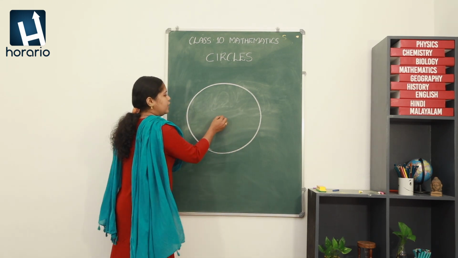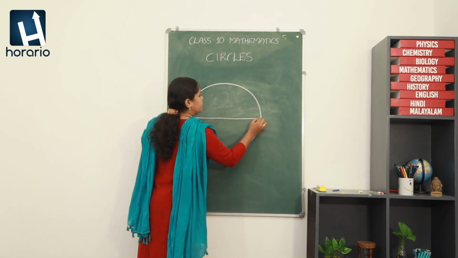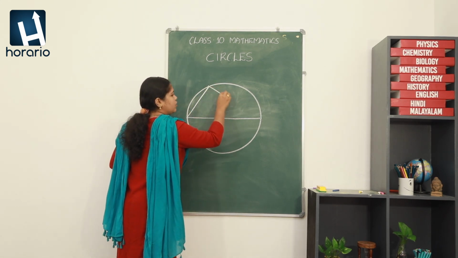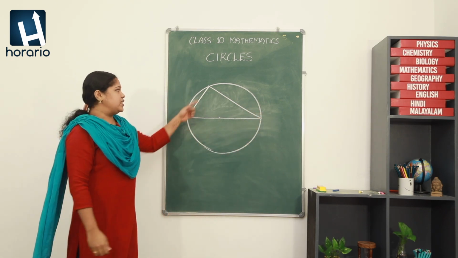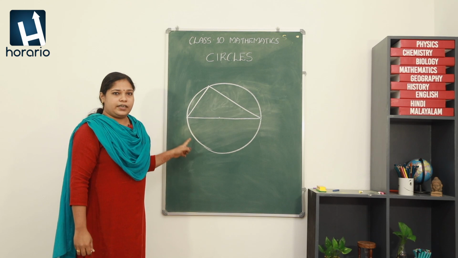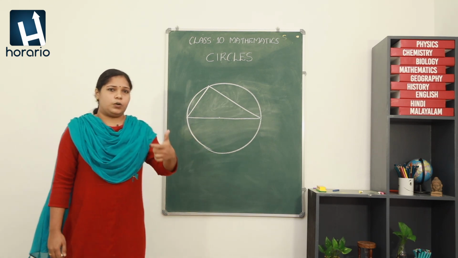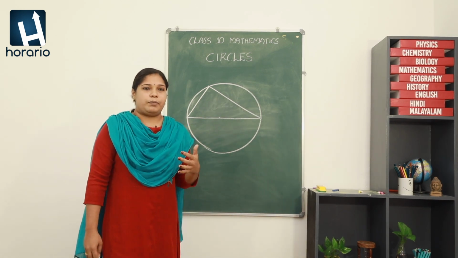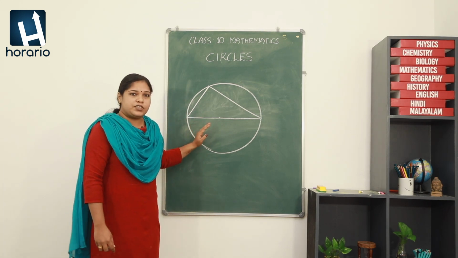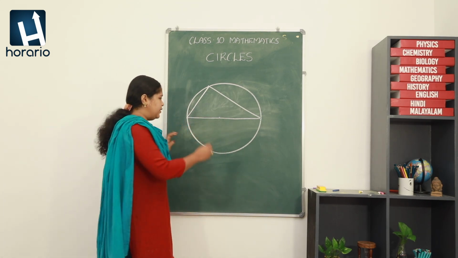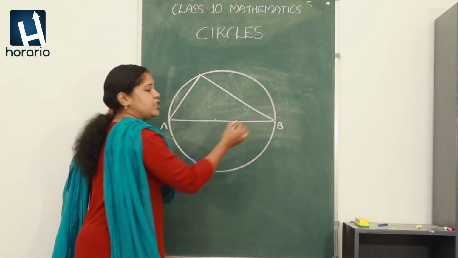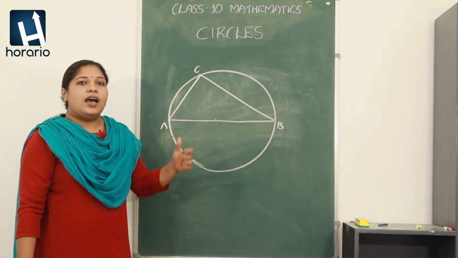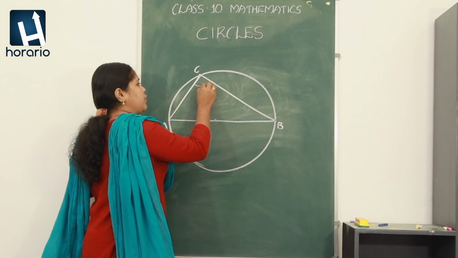Now if we draw a diameter and join the endpoints of the diameter to a point on the circle, what happens? Last time we saw that the trace of the points was a circle, and now we are looking at what angle is formed there. We name the diameter AB, and let that point on the circle be named C. What is the angle formed there? We have to find the angle.